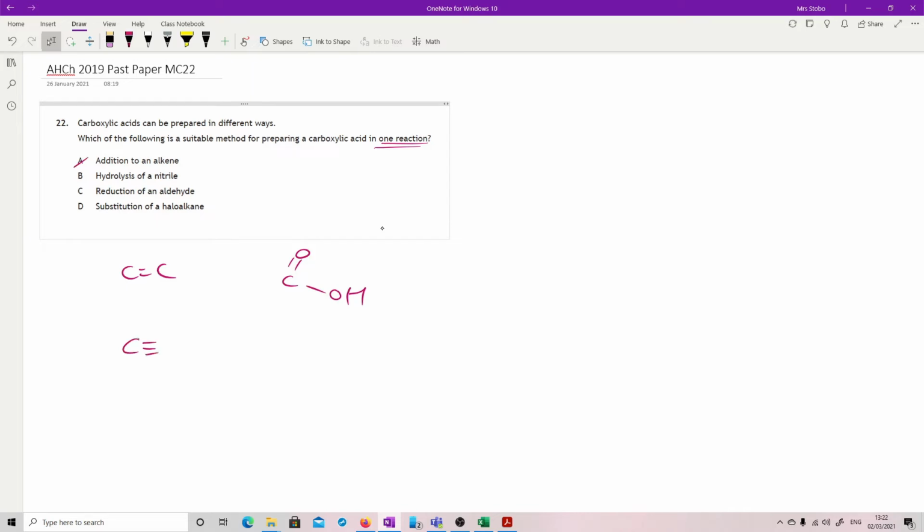Hydrolysis of a nitrile. Now this you actually should know, and that is a common reaction pathway to increase the length of a chain by creating this one here, so that is a single step.